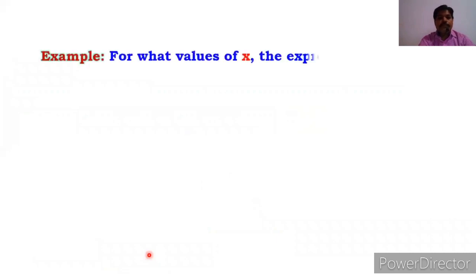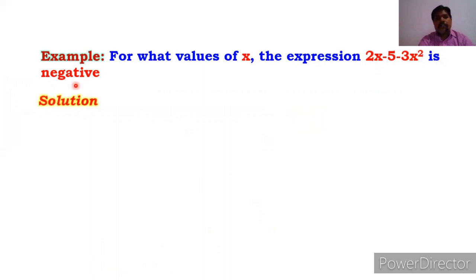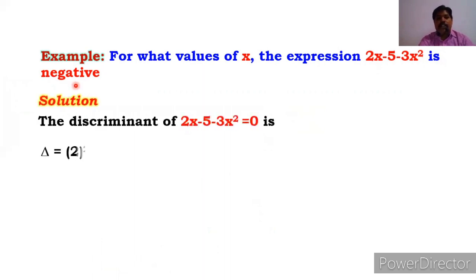So see a similar problem. For what values of x is the expression 2x minus 5 minus 3x square negative? Similarly, we calculate the discriminant first. First you have to identify the a value, which is minus 3. The b value is 2, and the c value is minus 5.